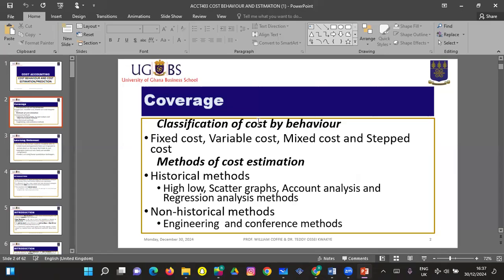Our coverage will be classification of cost by behavior, which we have fixed cost, variable cost, mixed cost, and then step cost. Then methods of cost estimation, where we are going to talk more about the historical methods, and we are going to focus highly on the high-low method. Scatter plots are there, account analysis is also there, regression analysis methods are also there. The non-historical methods, we have engineering and conference methods. They are all there, but our main focus for this session will be more on the high-low method.